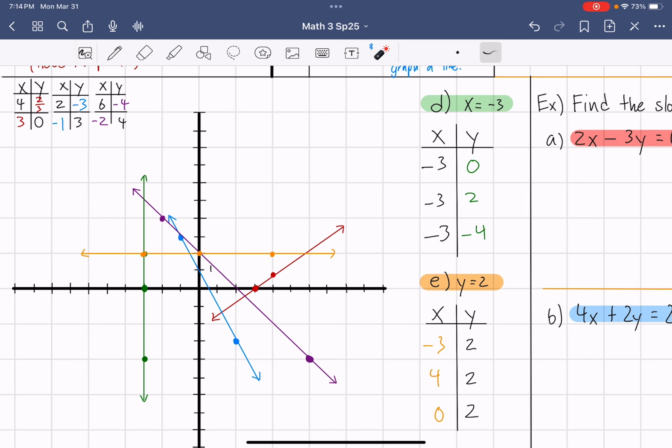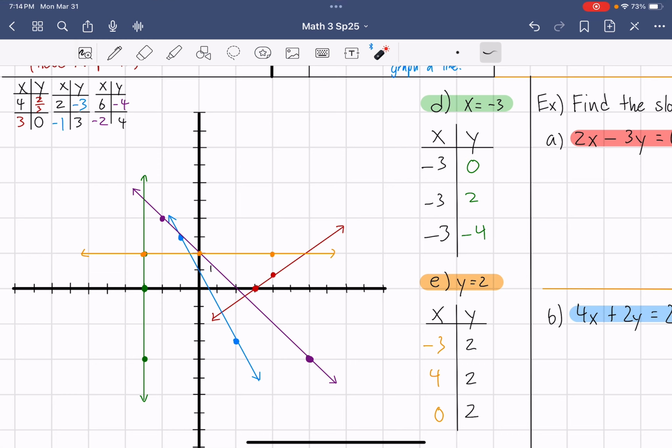A table works really well because this is not only just for a linear equation. This could be used on a plethora of equations. You can always use a table. Now we will learn a different technique to graph linear equations quicker. But for now, using a table is great.